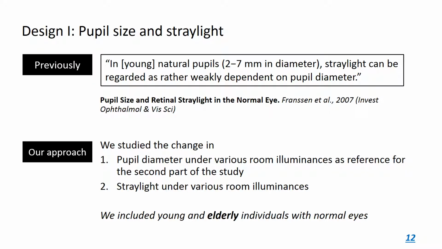Previously, the effect of pupil size on stray light has been studied. It might be thought that stray light is more bothersome at night, on the grounds that a larger pupil allows more light in the eye, causing more glare. Therefore, the amount of stray light changes under low environmental light intensity.